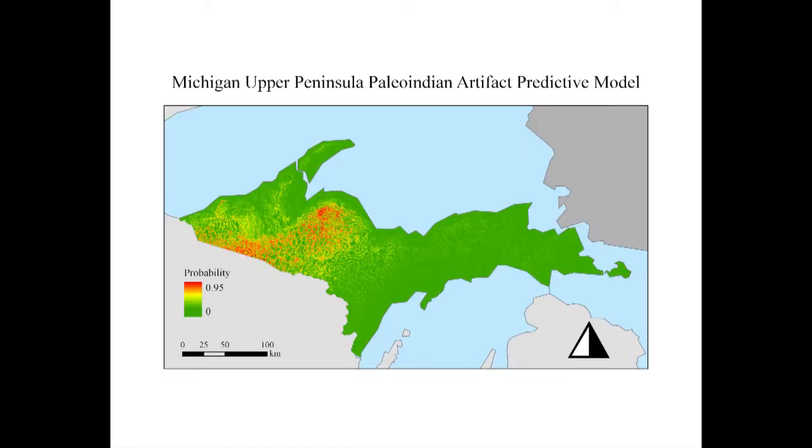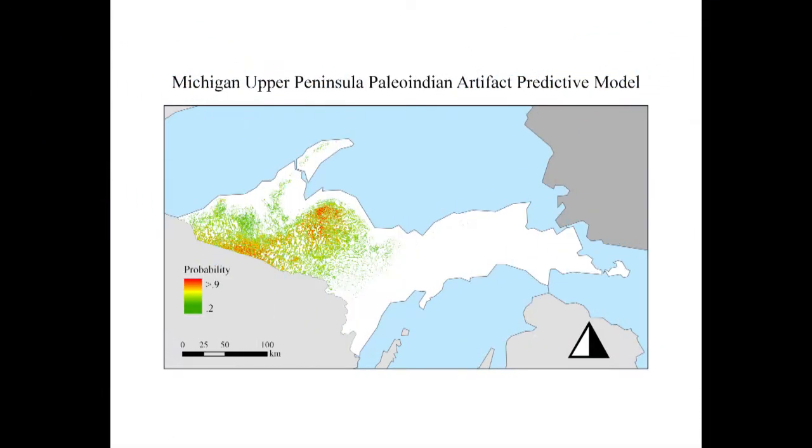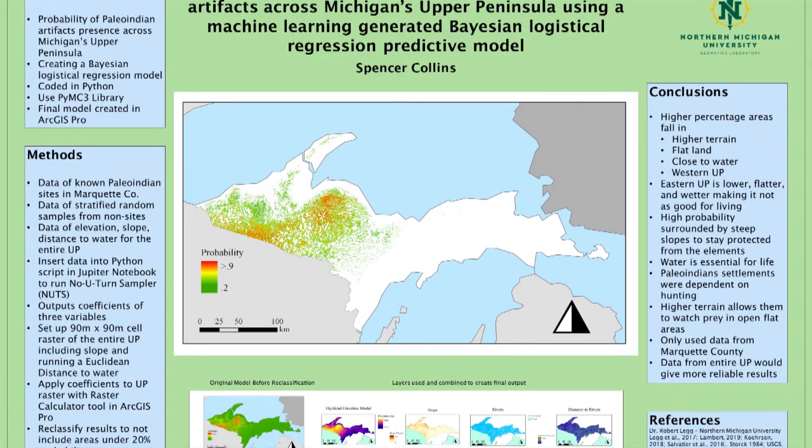So here we have the initial output from the raster calculator with a probability from 0 to 95 of the likelihood of finding artifacts in certain locations. As you can see, there's nearly nothing along the Great Lakes coast. However, we're going to take a look now at what kind of results we get if we resample and reclassify it. With the resampling, I took out values from 0 to 20%, and so we're left with anything over 20%. And as you see, that took out nearly everything in the eastern Upper Peninsula and just left stuff in the western Upper Peninsula. So what does that mean?